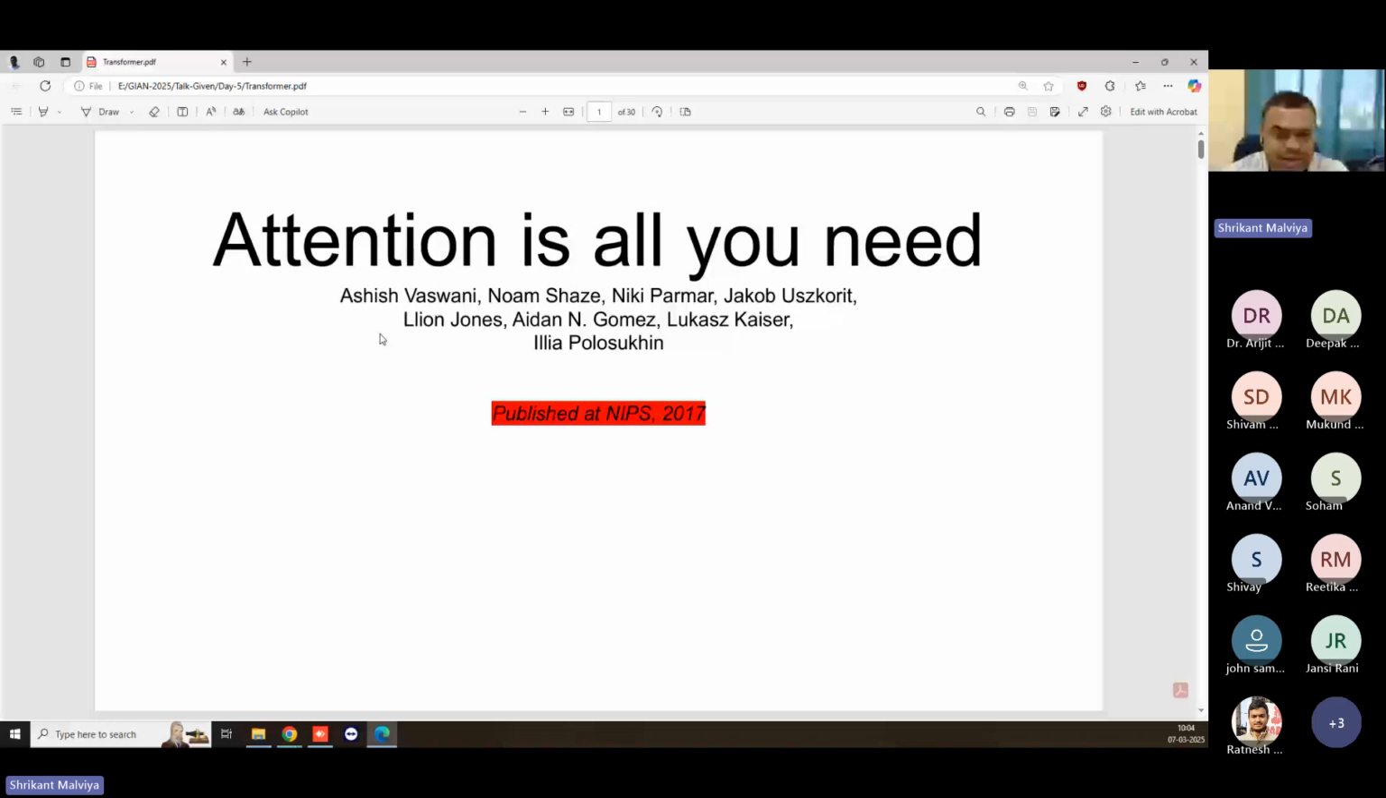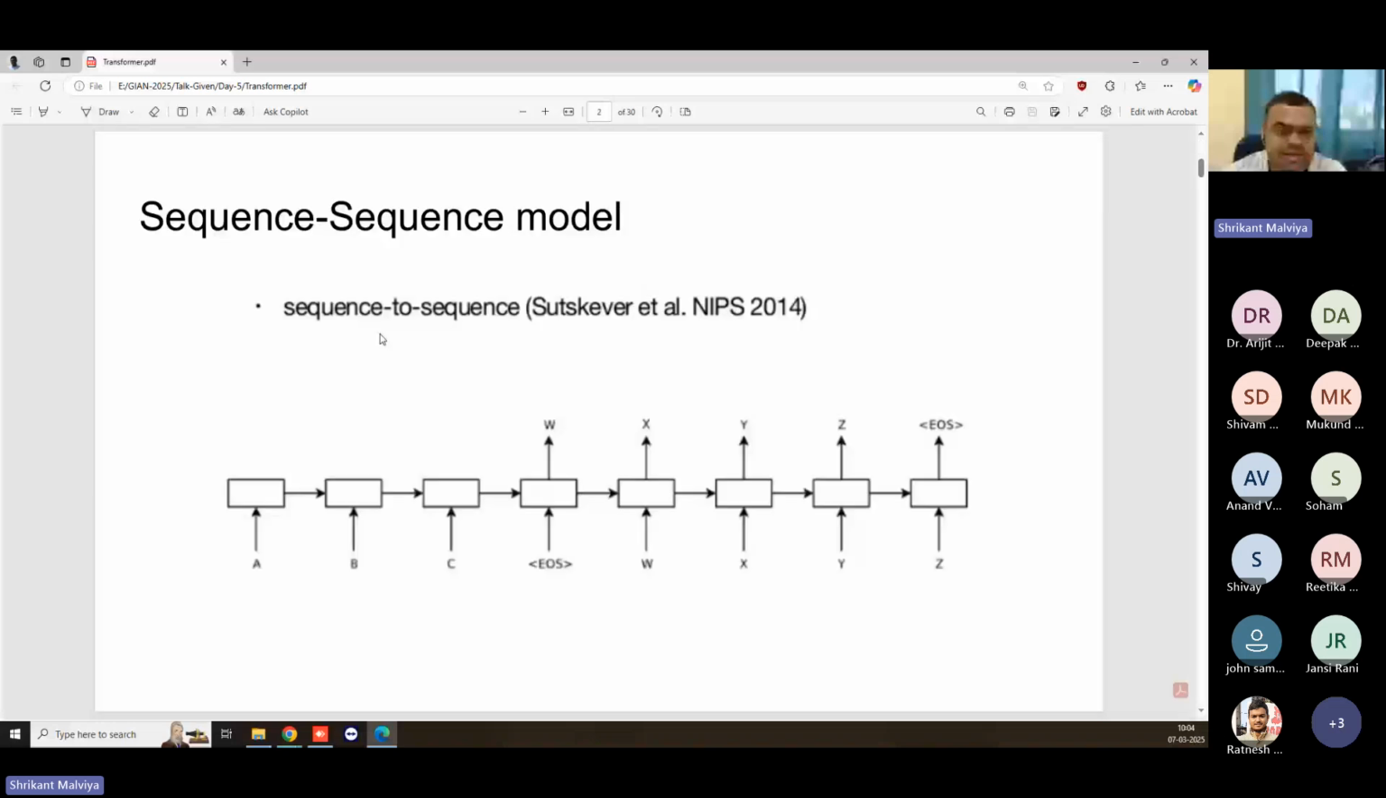So let's quickly revise. Yesterday, Ratnesh has already told you about this recurrent architecture, the RNNs, which learns sequence-to-sequence problems and tries to predict an output sequence for a given input sequence. For example, suppose this diagram shows a problem that has to predict the output sequence WXYZ based on the given input ABC.